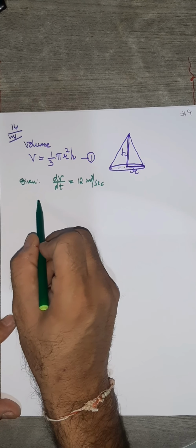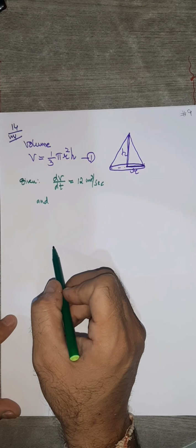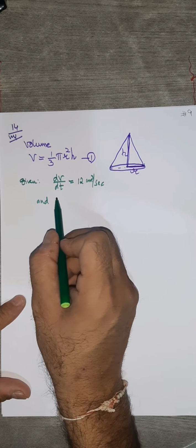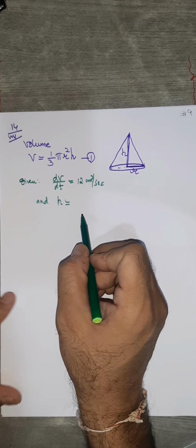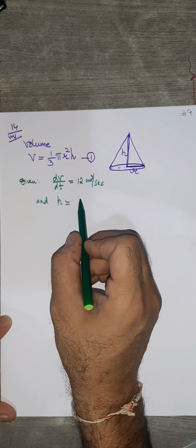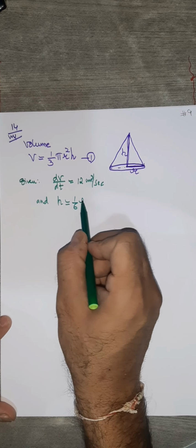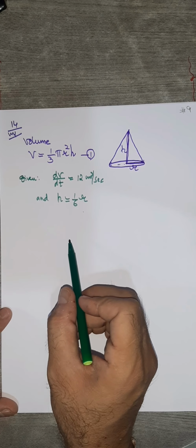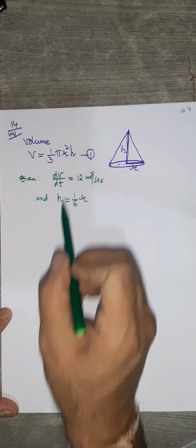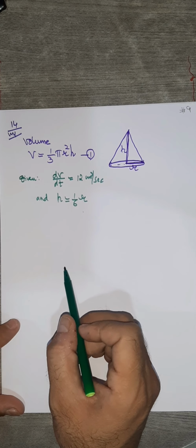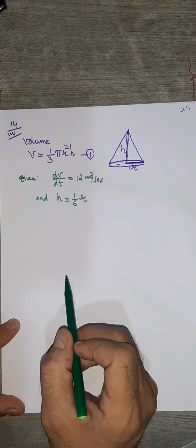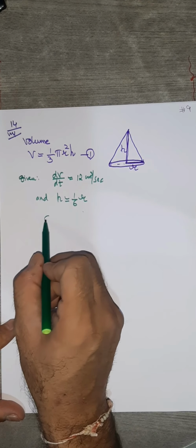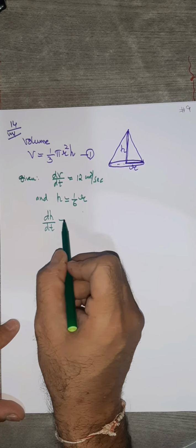Okay, this is given. And one more thing you are given, that the height of the cone, that is h, is always 1/6 of the radius. That is 1 by 6 into r. This is also given, the relation between h and r. So what we do here, we use this relation in the question. What is asked in the question? Let's see that. How fast is the height of the sand? Okay, so you want the change in this. So dh by dt, this is the question.